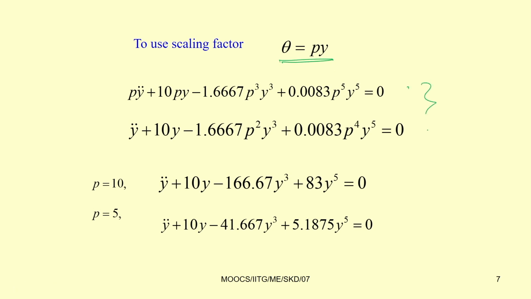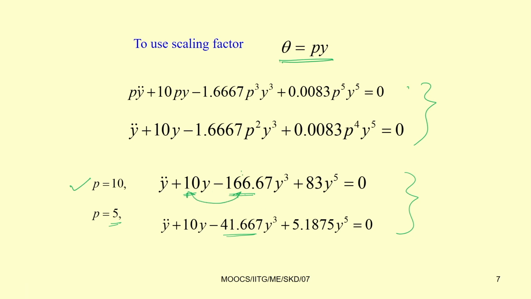So, by putting different values of p, for example p equal to 10, we have substituted, and then you can check the coefficient, and by putting p equal to 5 you can check the coefficient. In this way we can order. You can see this coefficient is 166 in comparison to 10, which is very large. So, we have to take a parameter p in such a way that these parameters should be comparable.